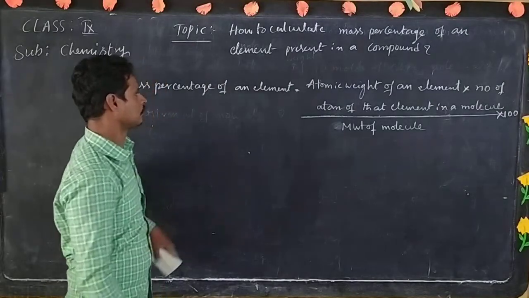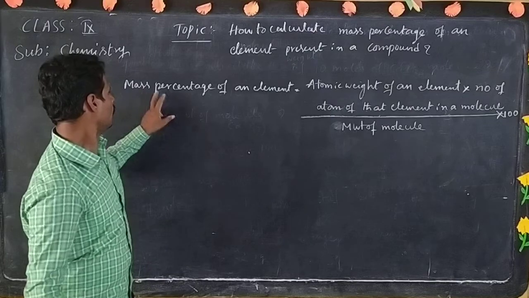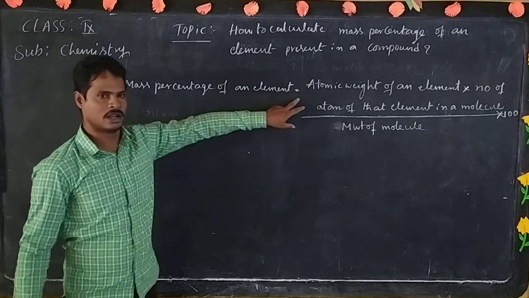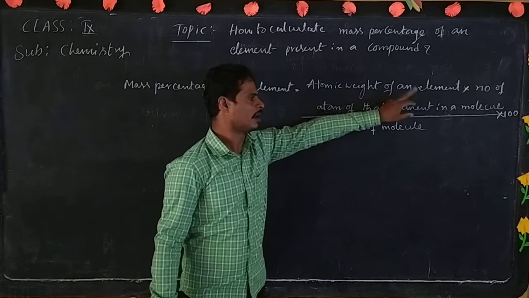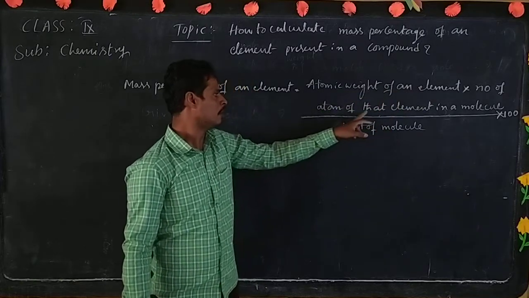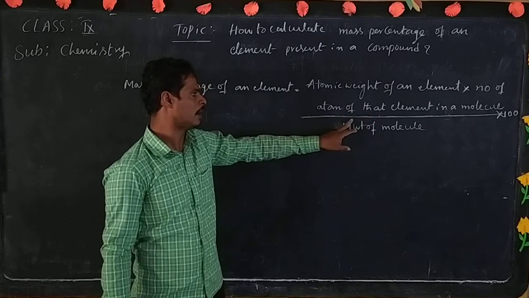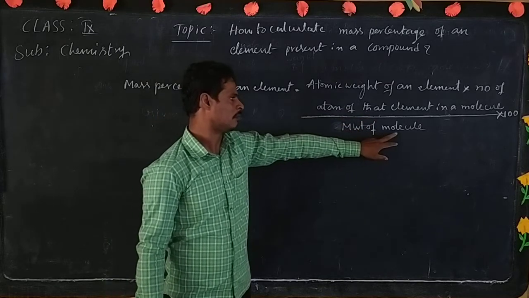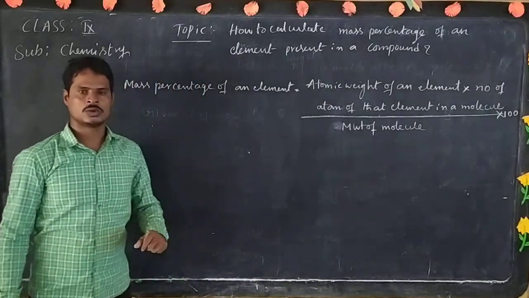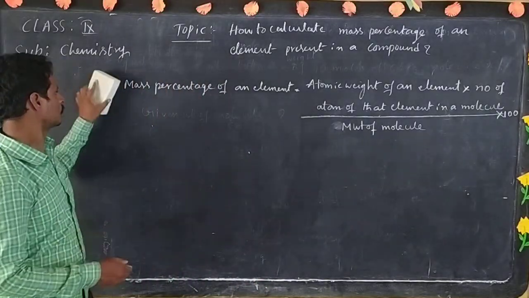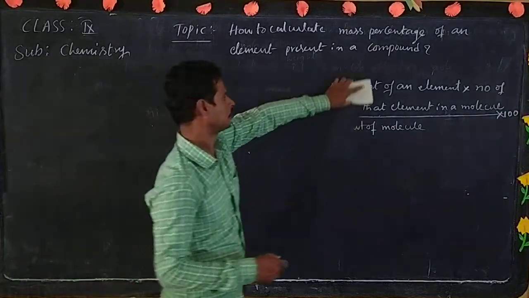So here, mass percentage of an element equal to atomic weight of an element into number of atoms of that element in a molecule, by molecular weight of molecule, into 100. That is the formula. Now, question and answer. So remember this formula, very important.